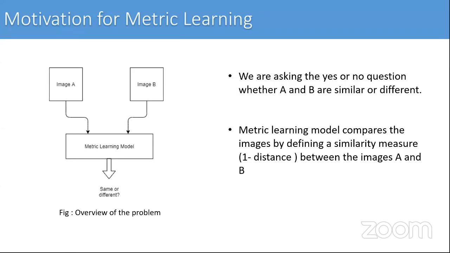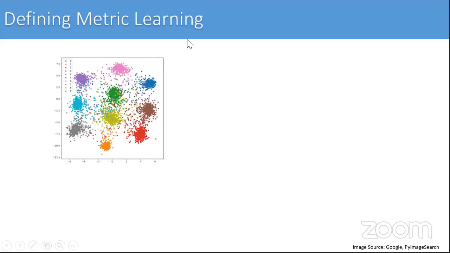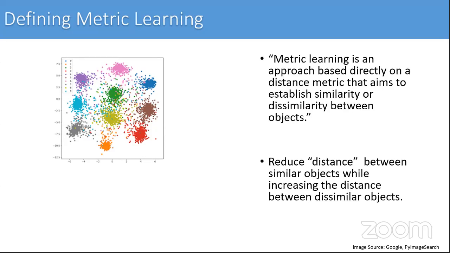So just to reiterate what I was telling, the problem we are dealing with is to compare two images and to decide whether they are similar or not. And by similarity, we are going to define a distance metric. We will depend upon that distance metric to quantify how similar both these images are. We're basically going to ask whether this image is similar or different based on the distance metric we are defining. So this is the formal definition of metric learning, that it aims to establish the similarity or dissimilarity between objects.